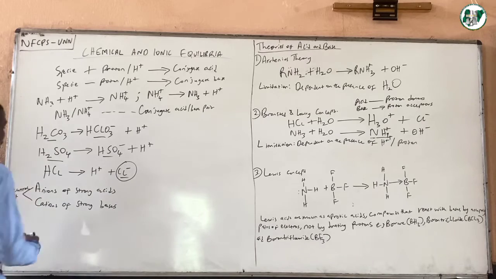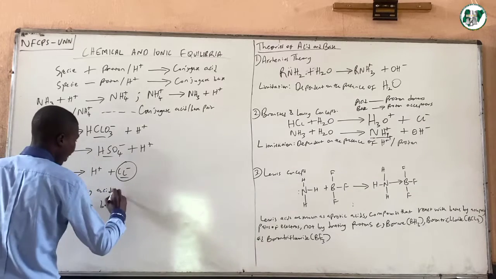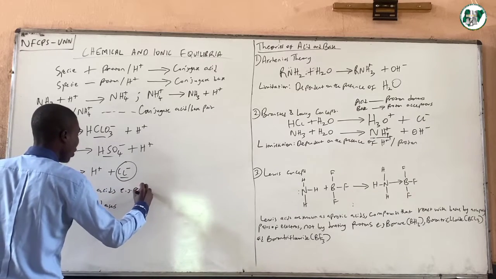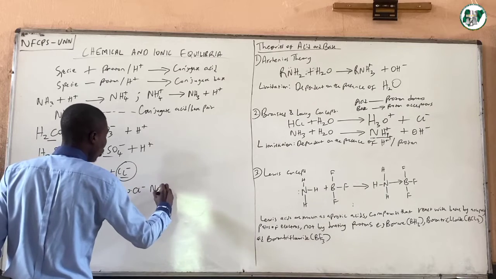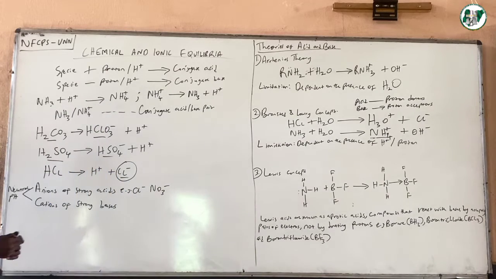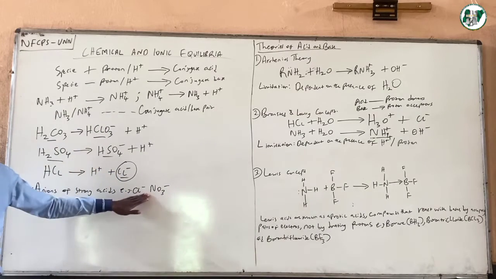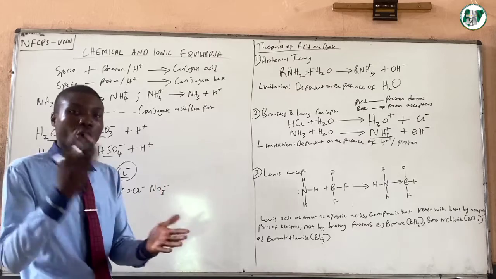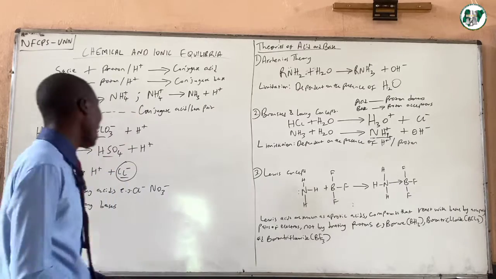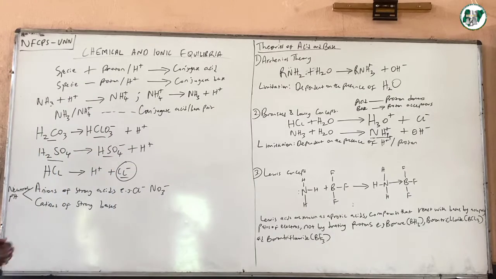An example of an anion of a strong acid happens to be our Cl minus. Another example is NO3 minus. These are anions of strong acids. In solutions, they do not cause a change in pH. They are neutral in solution. They don't cause a change in pH.